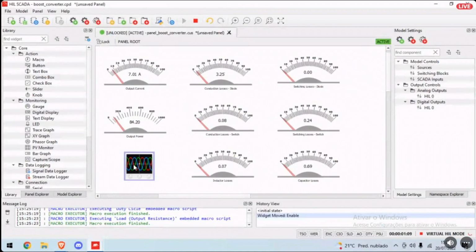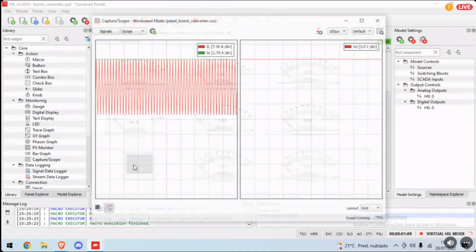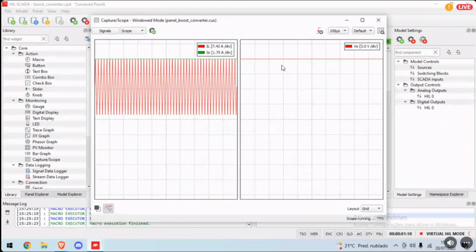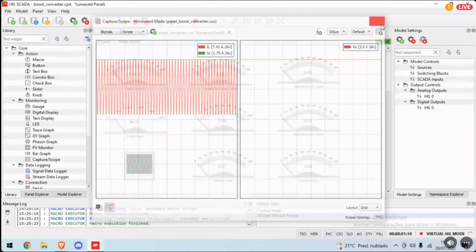And here we have the waveforms. Firstly, the current on the inductor, the output current, and finally, the voltage waveform.